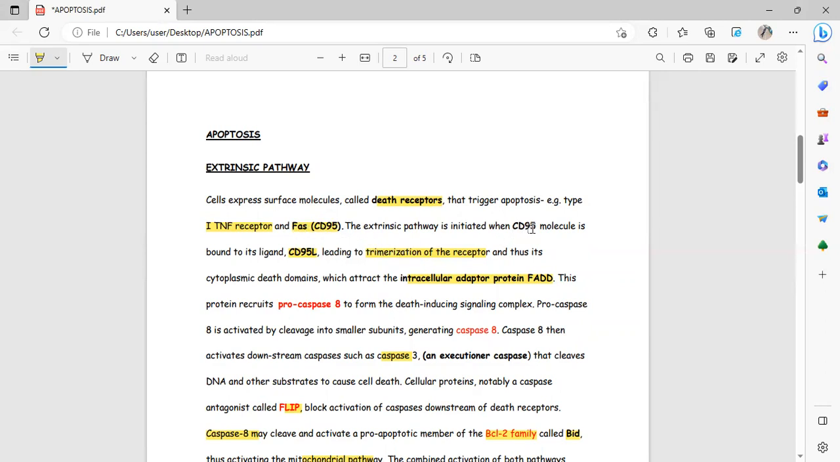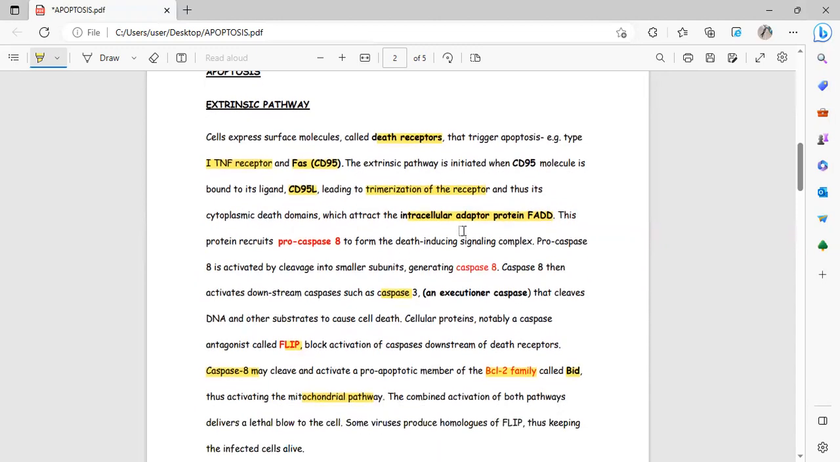So whenever this CD95 ligand binds to the receptor CD95, we normally have the trimerization of the three subunits of the receptor. Whenever they trimerize, the receptor will be activated and it will attract the intracellular adapter protein called FADD. Then after it has attracted FADD, FADD will recruit procaspase 8. Remember, it's a procaspase. So we need to cleave it to form a caspase, which is the active form. So this procaspase is usually cleaved to form smaller subunits which generate the caspase 8.